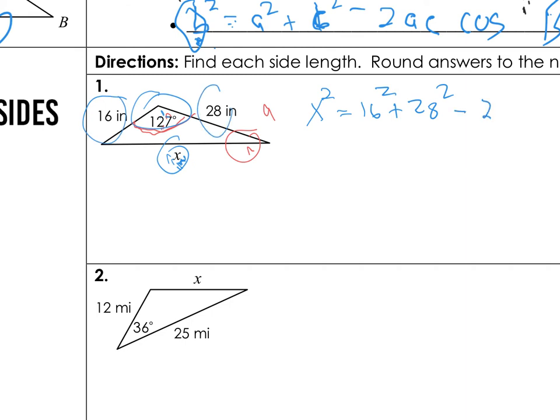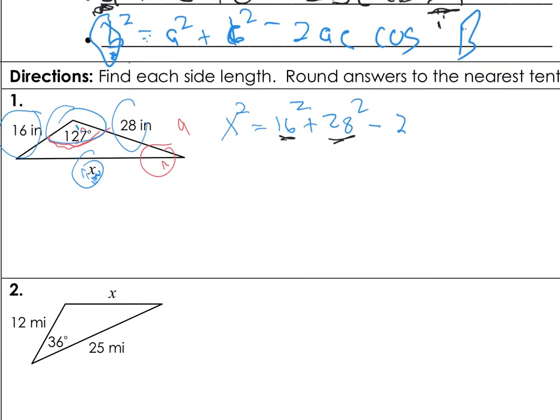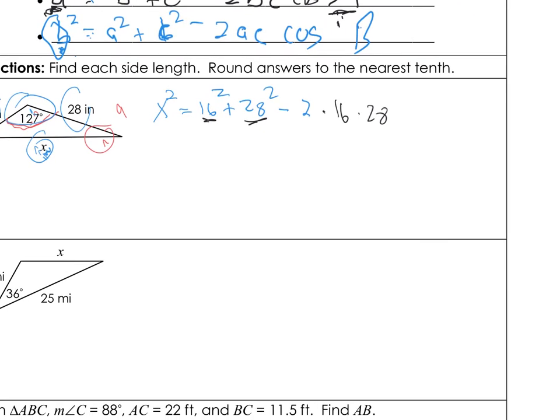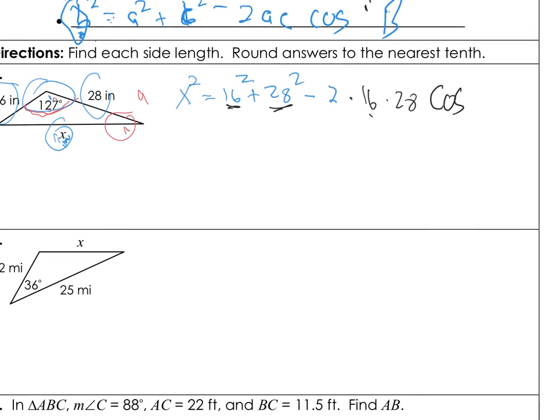Minus 2 times those two sides, the exact two sides that are with you on that side. 2 times the 16 times the 28. With that, multiplied by cosine of the included angle, which was 127 degrees. Make sure your calculator is in degree mode.